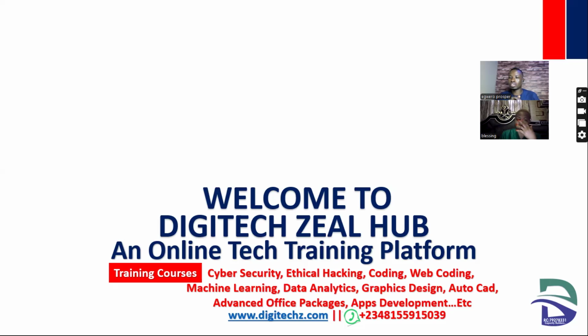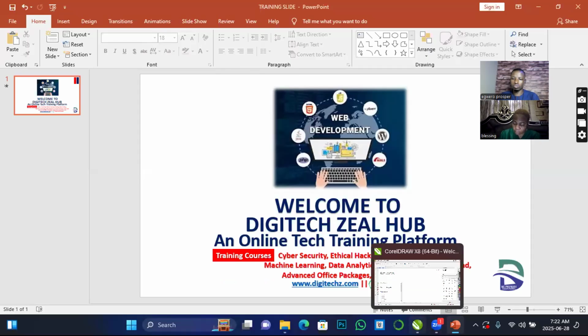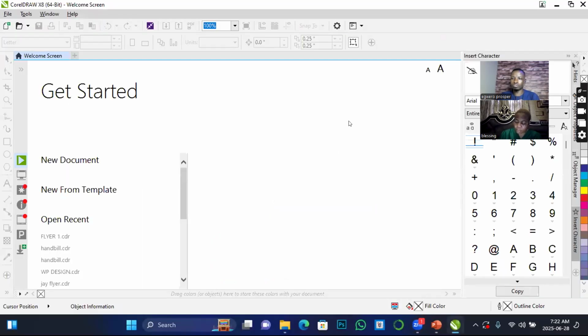So Coreldraw is a vector graphics editor. It's a vector graphics editor. So there are two keywords that I use there: the word vector and the word editor.